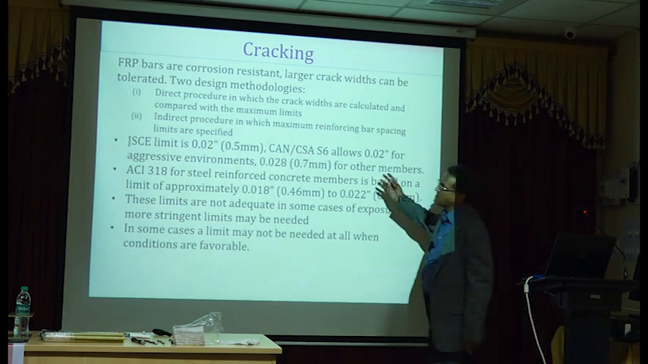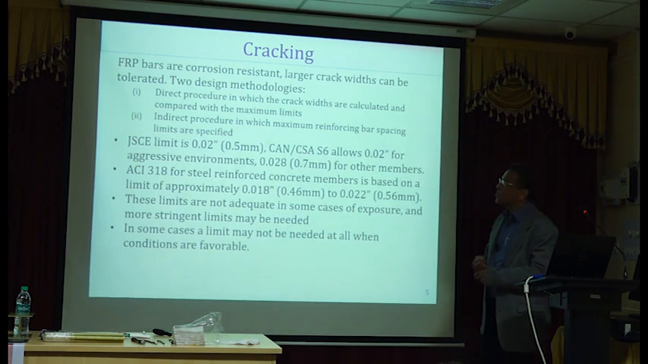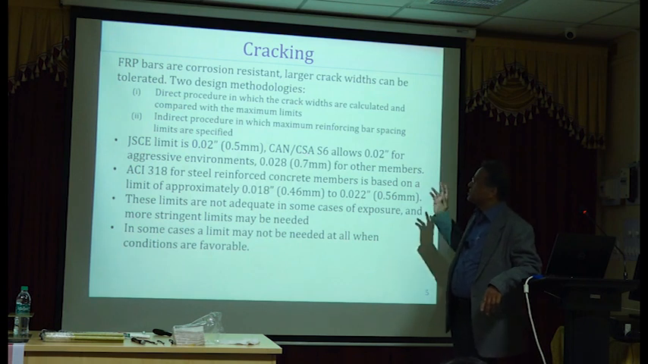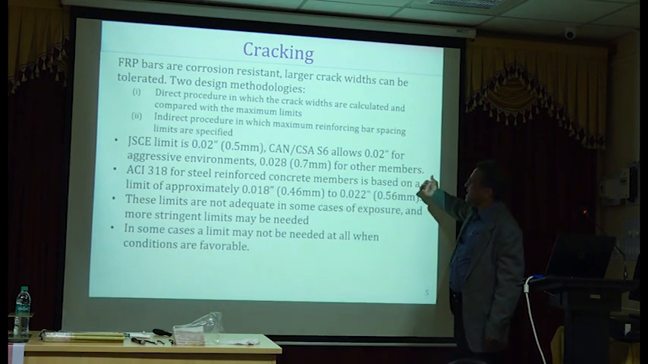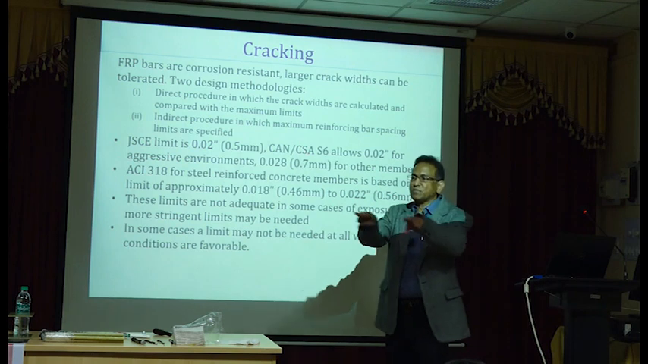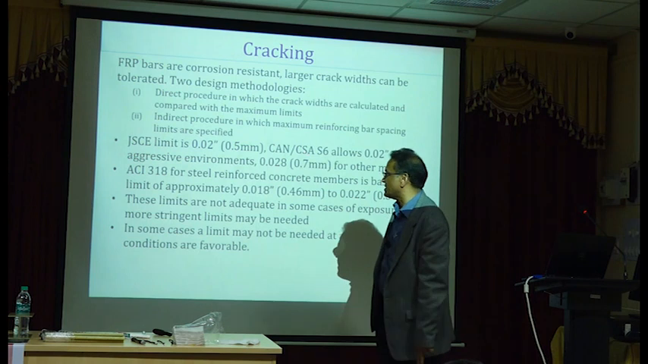And those are of course based on some limiting values of crack widths. Japanese code limits it to 0.02 inches, which is 0.5 millimeter. Canadian code says 0.5 millimeter, and other codes are for aggressive environment, and for other environments it's 0.7 millimeter. And ACI is based on 0.46 millimeter to 0.56 millimeter. So there is a basis for the maximum spacing of longitudinal bars. It's not just baseless, but it is based on some things.